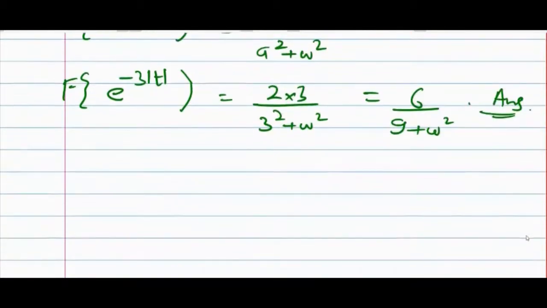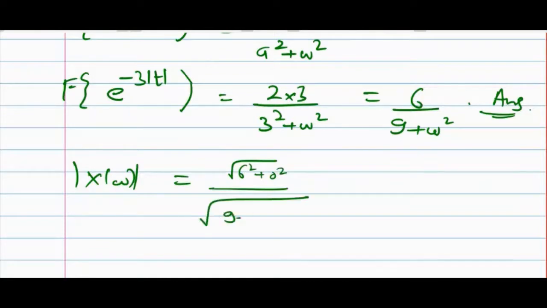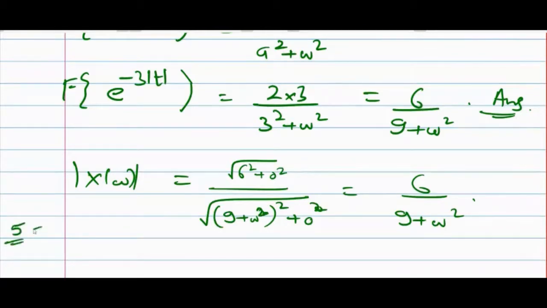So magnitude of X of omega will be, there is no real part, so under root numerator separate, denominator separate. There is no imaginary part, right? So magnitude will be under root 6 square plus 0 square upon under root 9 plus omega square plus 0 square. So this will be simply 6 upon 9 plus omega square. This is the magnitude, because there is no imaginary part. If someone asks you the magnitude of 5, 5 is a real number, magnitude is 5.